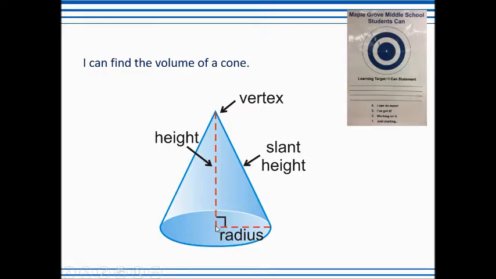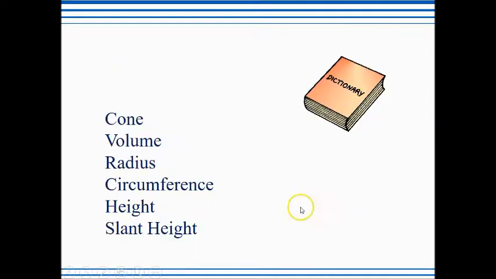From the center of the circle in the base to the circumference of the circle is your radius. And then, of course, you have your slant height, which we use to find the surface area of the cone, from the vertex to the circumference. The vocabulary terms that we're going to discuss are cone, volume, radius, circumference, height, and slant height.